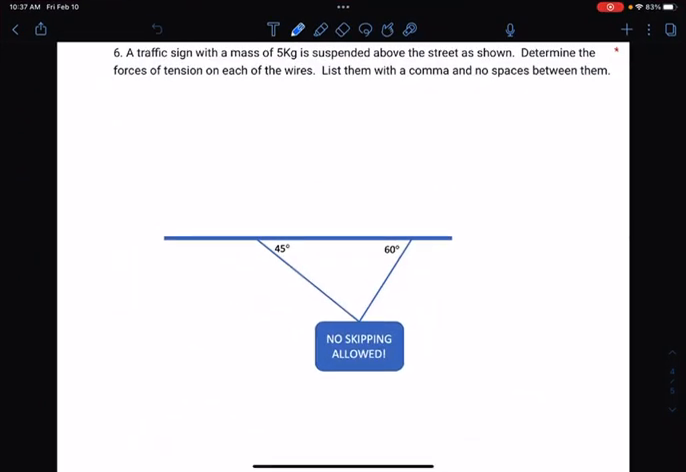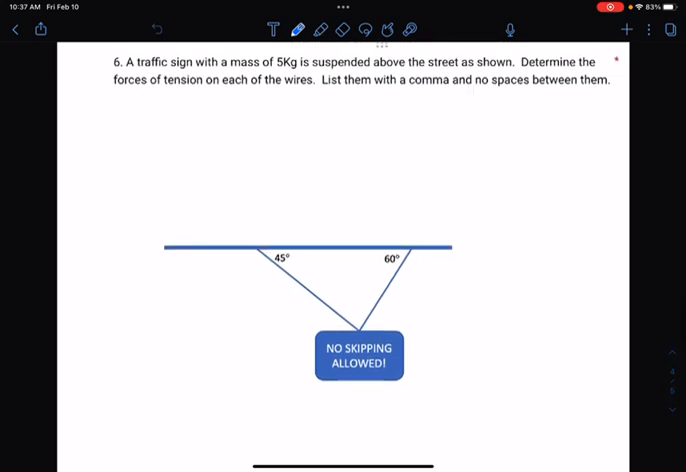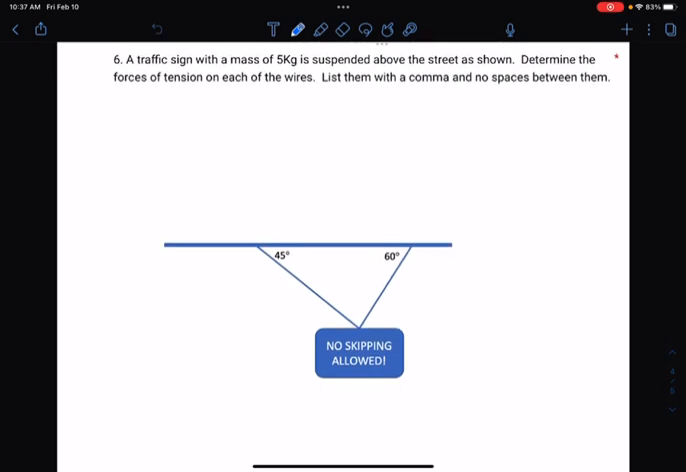A traffic sign with a mass of 5 kilograms is suspended above the street as shown. Determine the forces of tension on each of the wires.